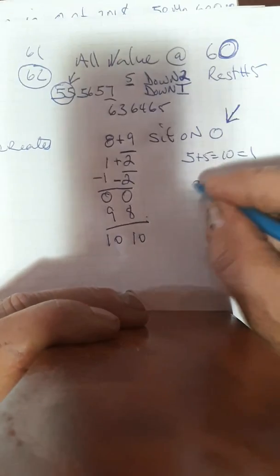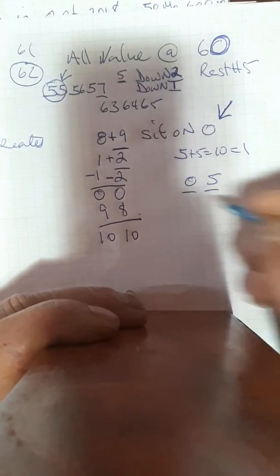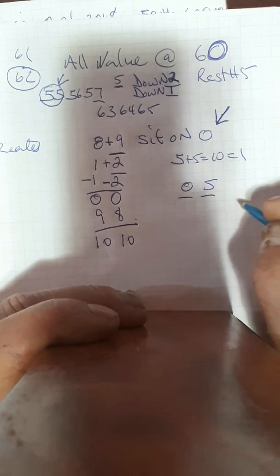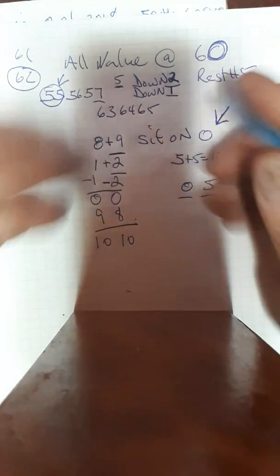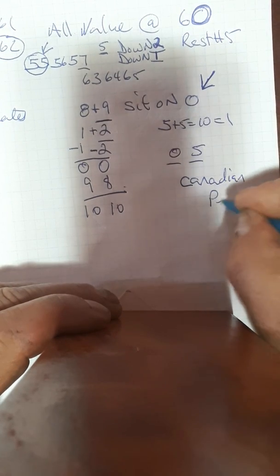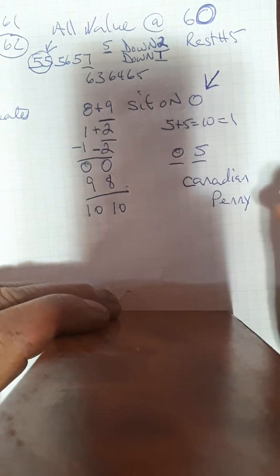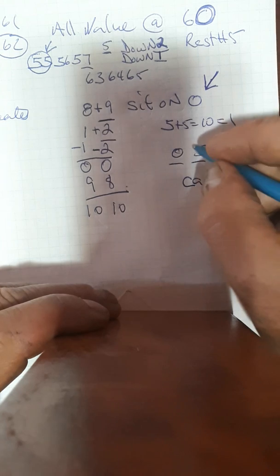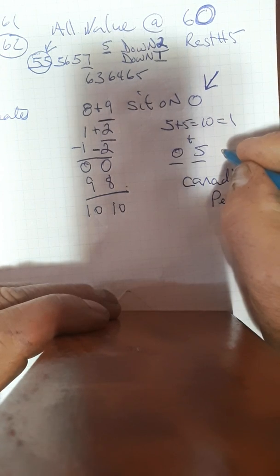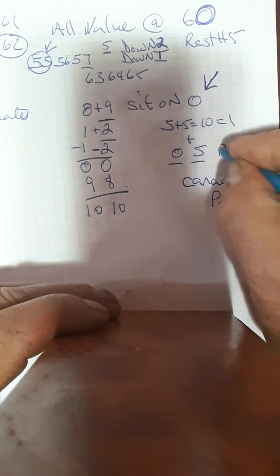So we have 0 and 5 as plateaus, right? What am I talking about right now? I'm talking about the Canadian penny. What happens when you take off the Canadian penny? This is the result: you have 5 and you have 0.